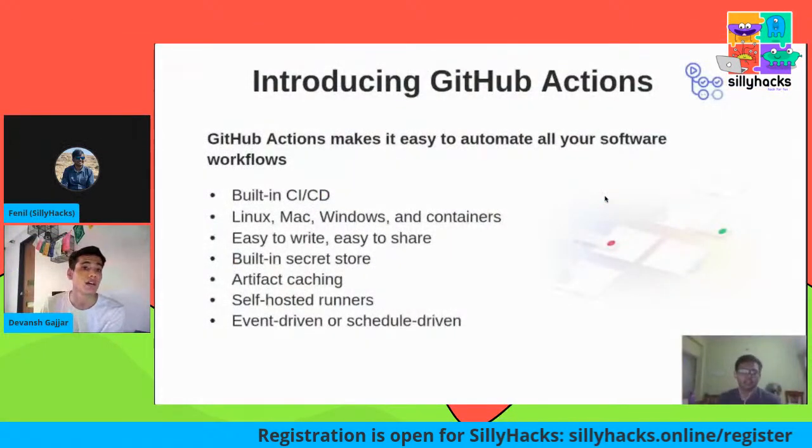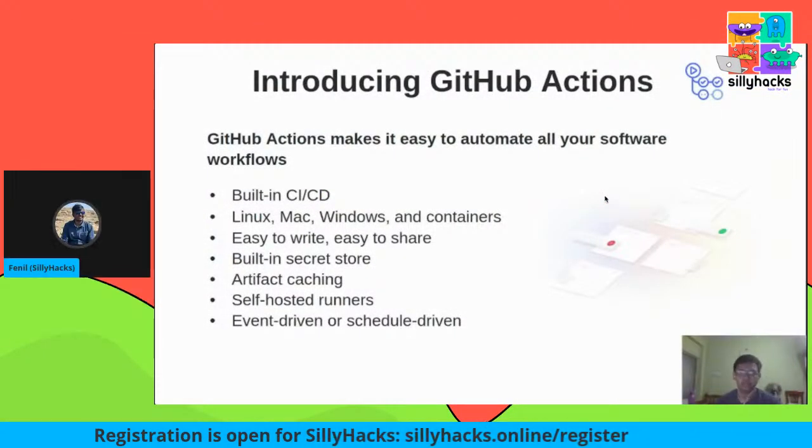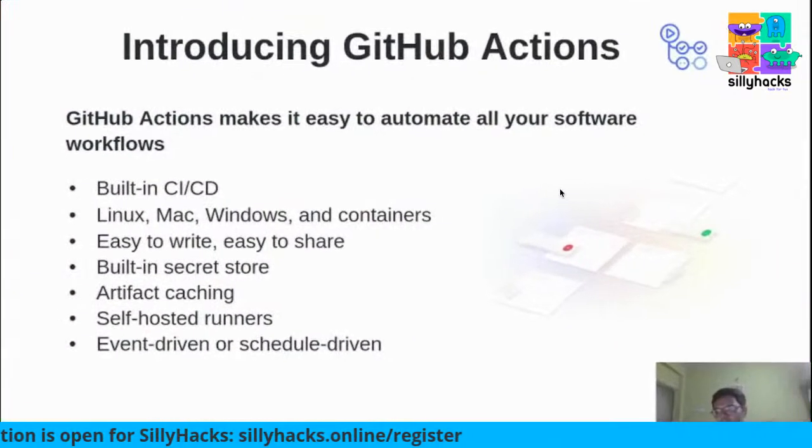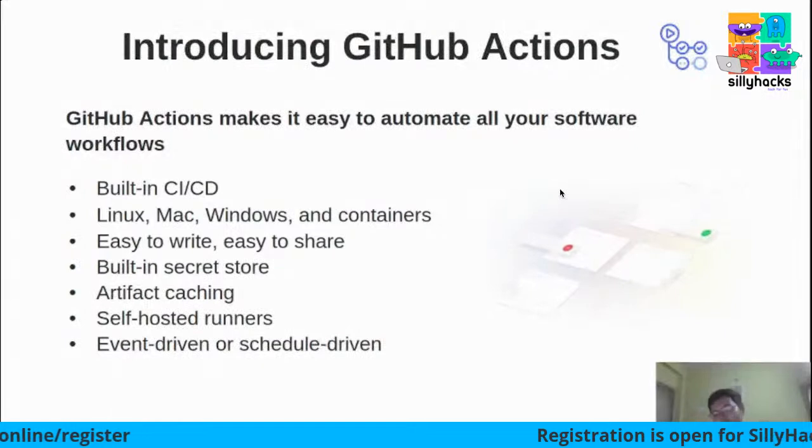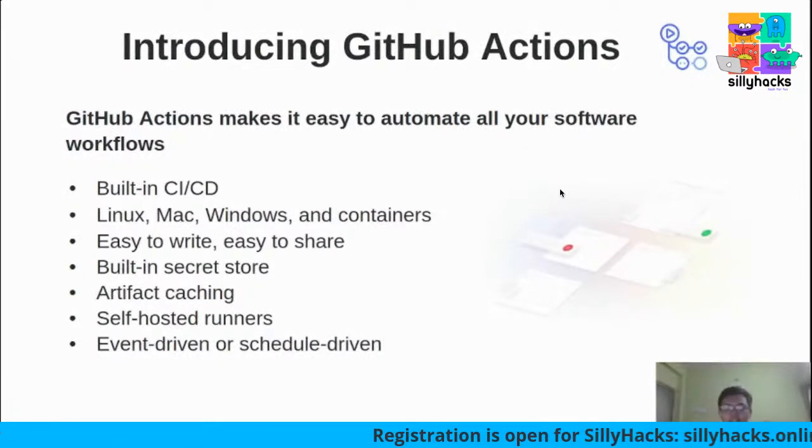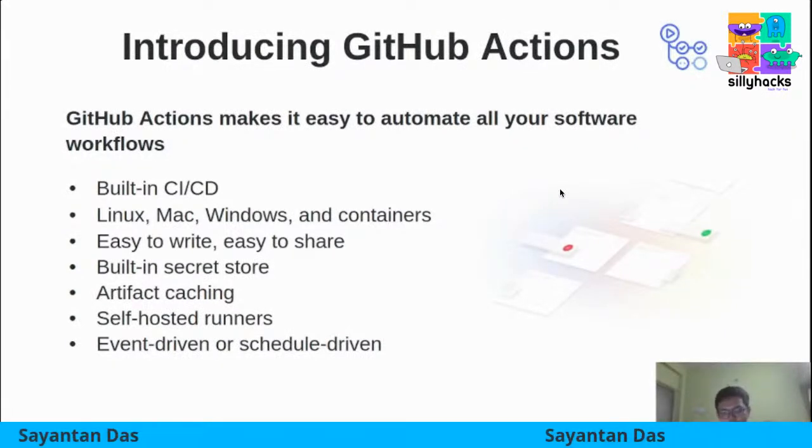So what are GitHub Actions? GitHub Actions are a way to automate your software workflows. Basically, it's a built-in continuous integration, continuous delivery. These kinds of software are run on the backend on either Linux, Mac, Windows, or a Docker container. So these are very easy to share and easy to write.